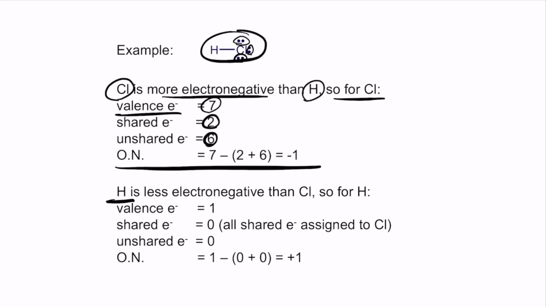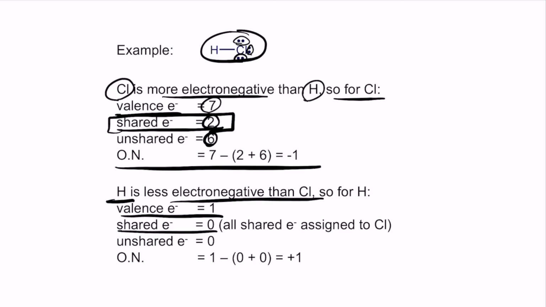Now when you take hydrogen, notice that here we wrote both the shared electrons towards the chlorine itself. The reason we write this way is because of the fact that it is a more electronegative atom. Now hydrogen here is less electronegative than chlorine, so for it we can write valence electron is 1. The shared electrons is 0 because we are assigning all of it to chlorine, and there is no unshared electron, so oxidation number becomes +1. So hydrogen gets a +1 oxidation number and chlorine gets a -1 oxidation.